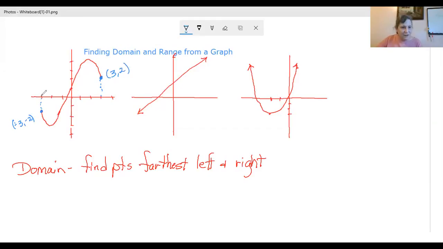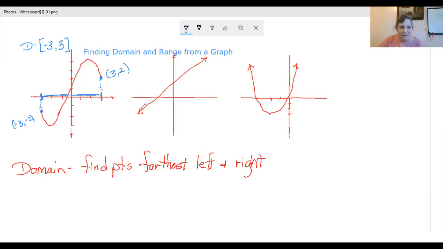So the domain goes from here over to here. All of these x values have points somewhere on the graph. Nothing on the outside of these does. So the domain here is from -3 to +3. And since these points are colored in, they are actually part of the graph. So we use a bracket to indicate that, -3 to +3.